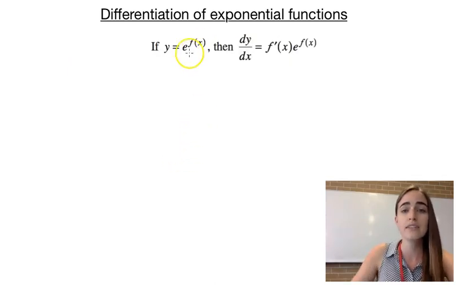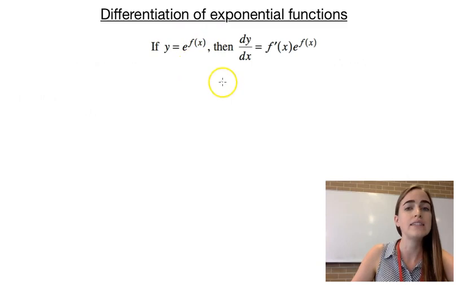If we have questions that instead of just having an x in the power, have a function of x, then this rule comes in handy, and this is straight from your formula sheet. So the derivative will be the derivative of that power multiplied by the original function. So that's still e to the f of x. So this is what the chain rule looks like for exponential functions.